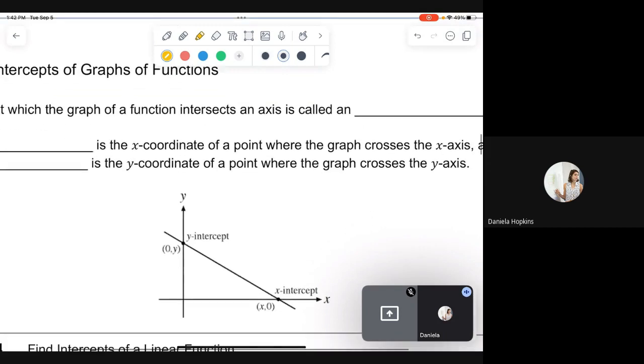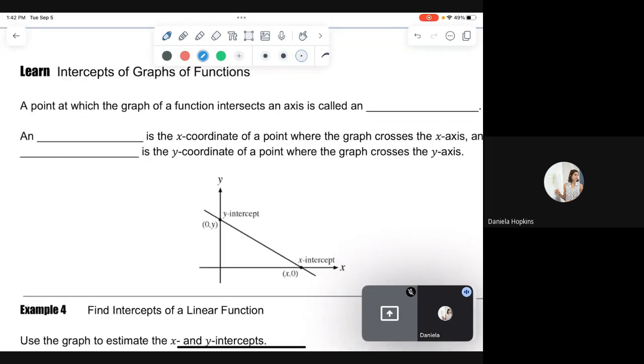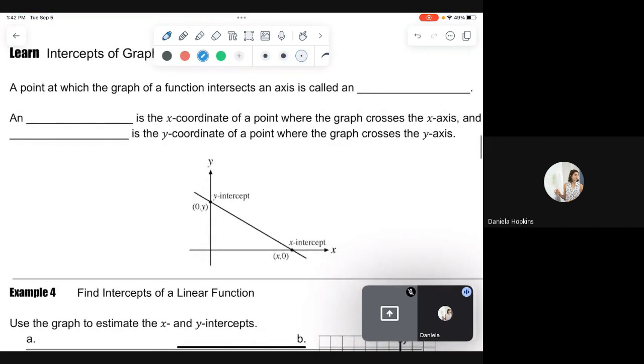Okay, so the last thing I want to talk about is intercepts. These, I find students tend to get these just fine. The only thing is I have a lot of students that switch that x and y, right? Because we forget the order for our ordered pairs. So some definitions for us. A point at which the graph of a function intersects an axis is called an intercept.